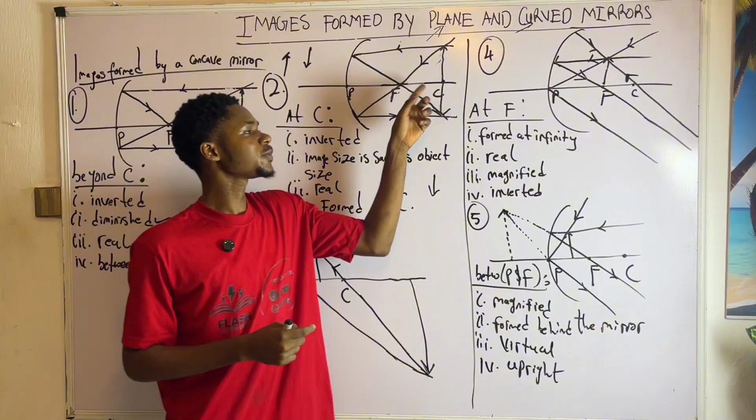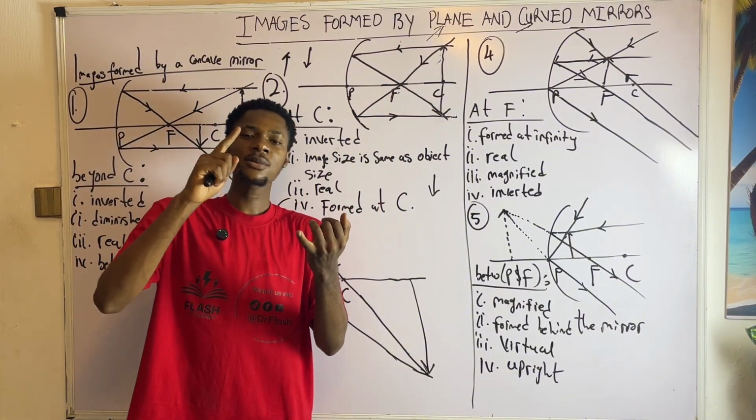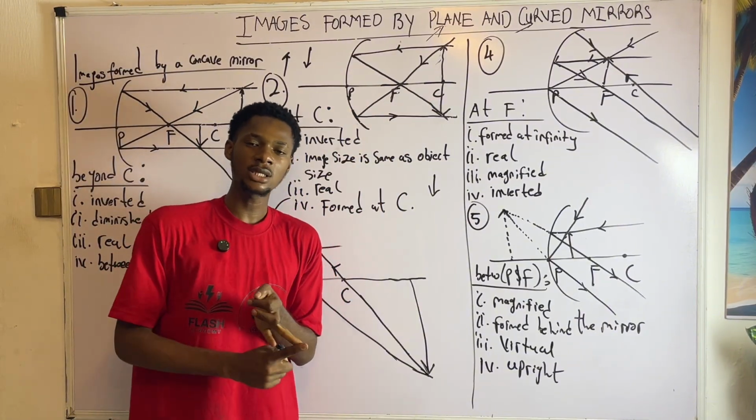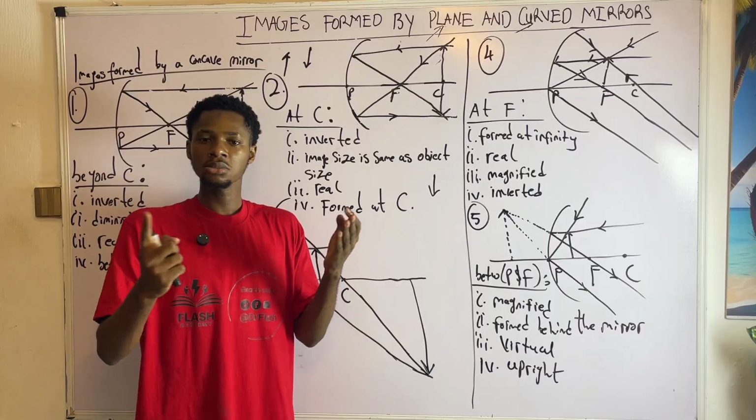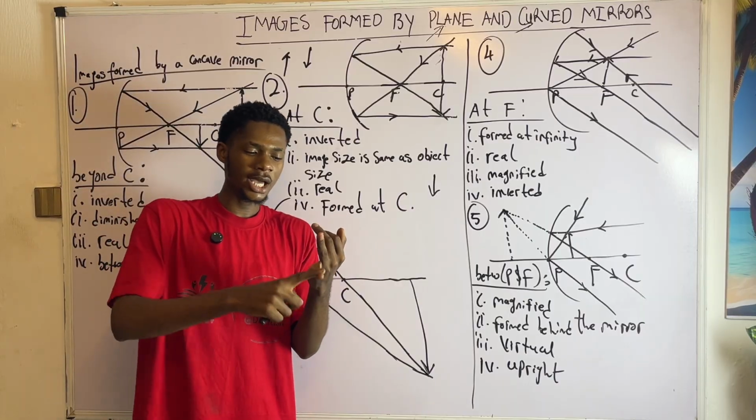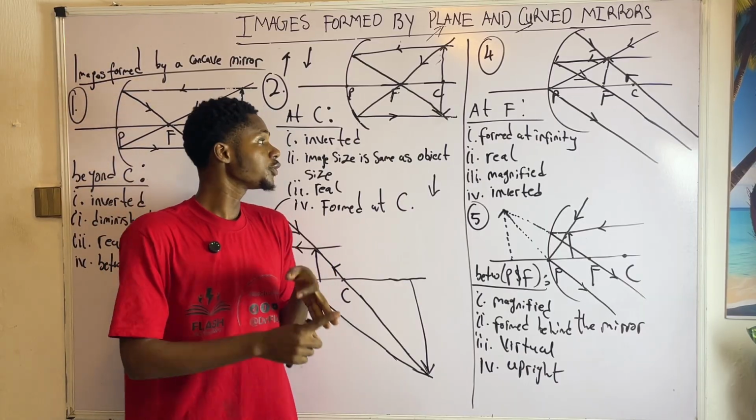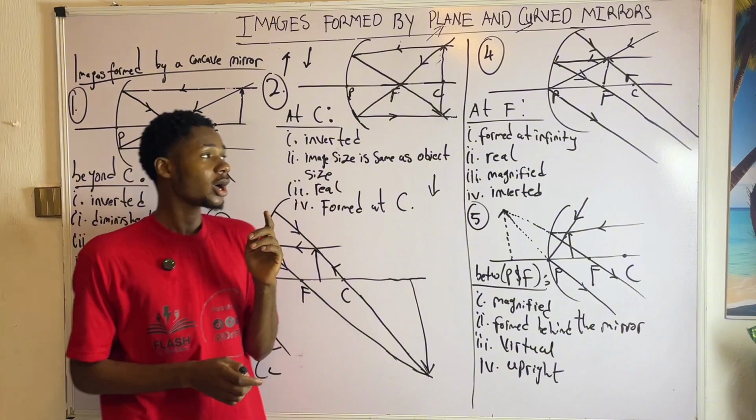Number 2. When it is placed at C, it is same size as the object. It is formed at C, it is real, and it is inverted.